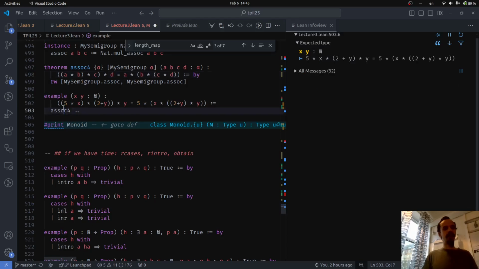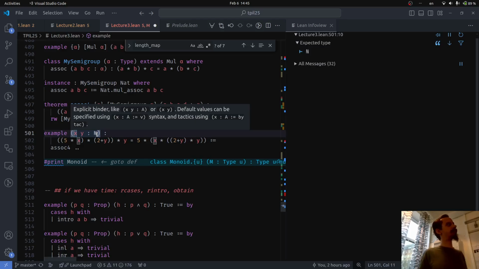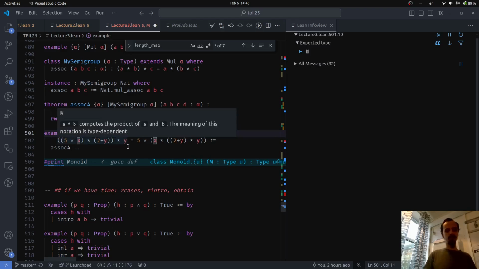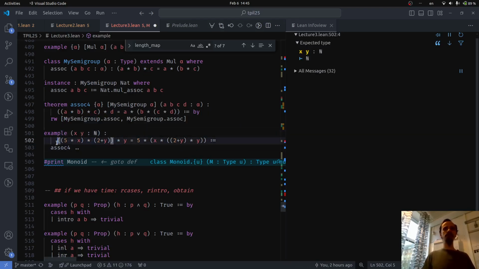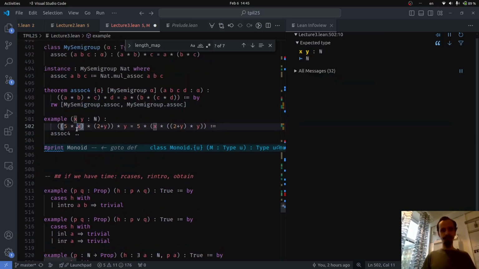And then in this example, I can use it to prove theorems about natural numbers, like this one here, where we have 5 times x times 2 plus y times y, where these are natural numbers. I can swap around the associativity by applying mul_assoc. So that's all how that works.